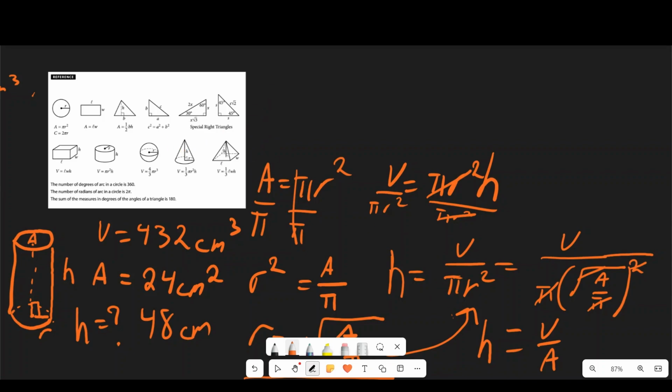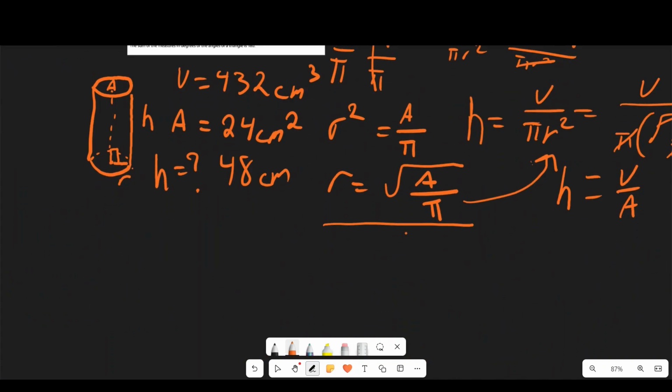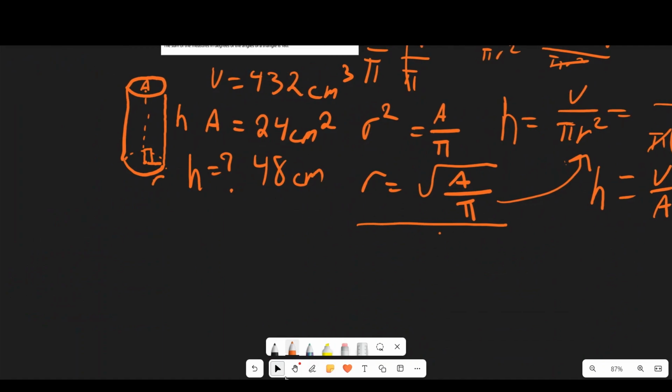In any case, let's try and solve for h now. So we know that our equation for h is going to be h is equal to v over a. So let me erase that. Where did that come from? Yeah, so now h is going to be equal to v over a, which is, we already wrote that, right? We're going to write it again. So we have 432 centimeters cubed on the top. That's our volume.